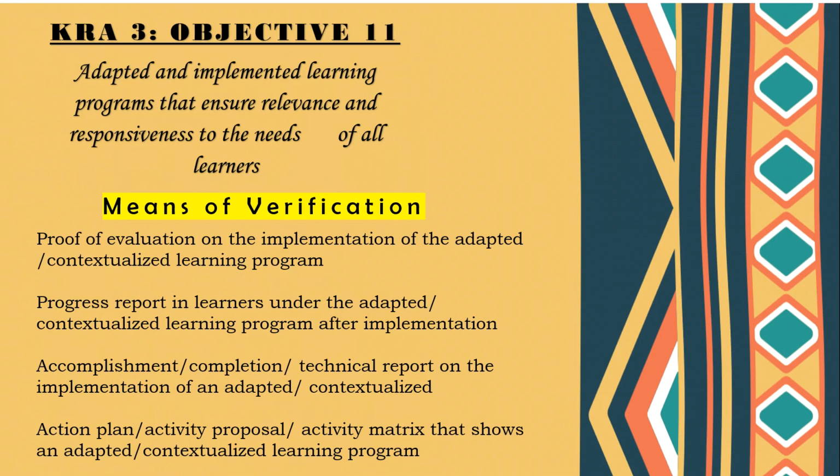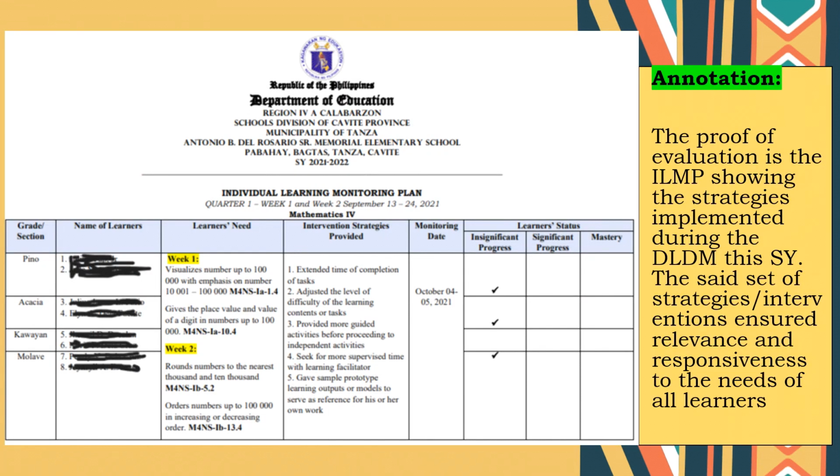Objective 11, adopted and implemented learning programs that ensure relevance and responsiveness to the needs of all learners. Ang MOV po natin dito ay ang ILMP or Individual Learning Monitoring Plan na ginamit po natin. Dito po sa ILMP, makikita po natin dito ang mga least mastered competencies na nakikita po natin sa learner's need. So, in the intervention strategies provided, makikita na rin po natin doon sa 1, 2, 3, 4th column as well as sa learner's status mula insignificant progress hanggang mapunta siya sa mastery.